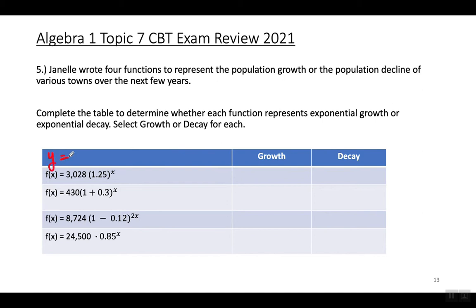Y equals a b to the x power. That's a form of an exponential function. If b is greater than 1, it's exponential growth. If b is less than 1, it's exponential decay. Period. That is not difficult, okay? I said that at the beginning of the review, so this should be like a no-brainer.